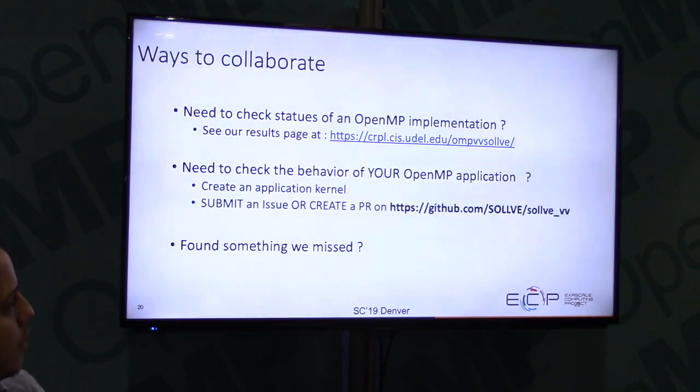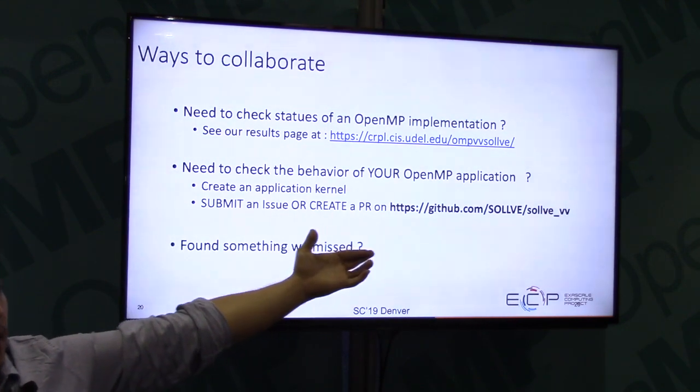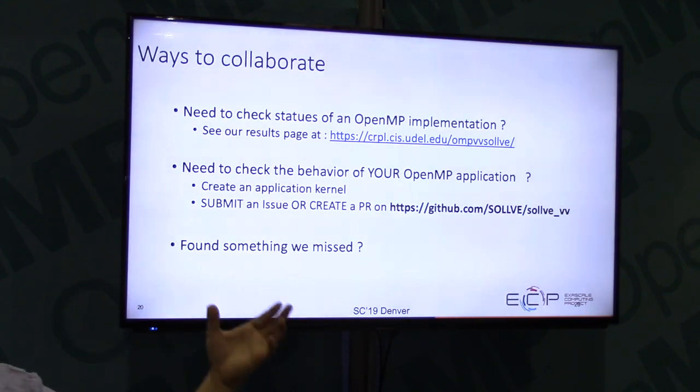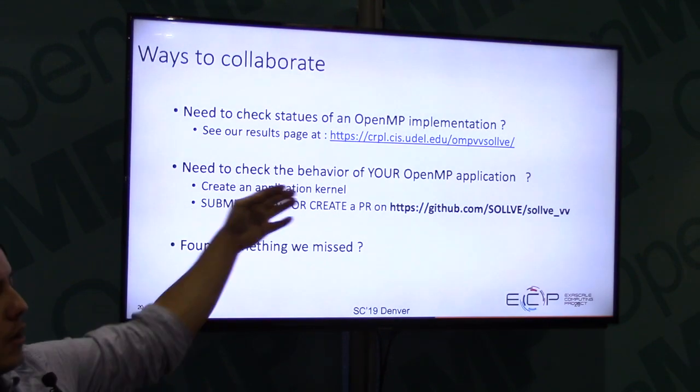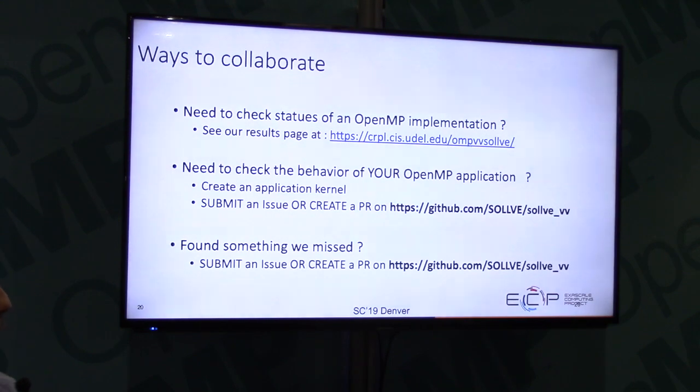If you need to check your own OpenMP, you can obtain the Git repo and run it yourself. There are already instructions on our website on how to do this. And if you have a problem or you want to mention something, you can either submit an issue or create a PR, and we will be happy to take a look at it. And if you find that something is missing, please submit an issue or create a PR and communicate with us. We are trying to be as open to the community as possible.